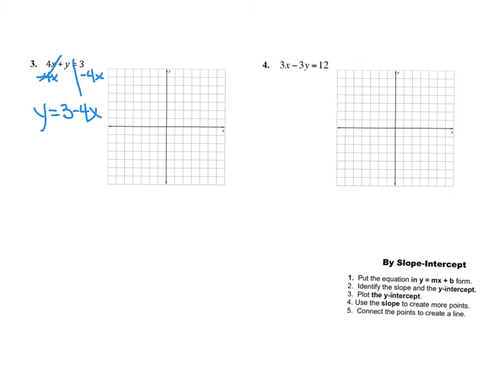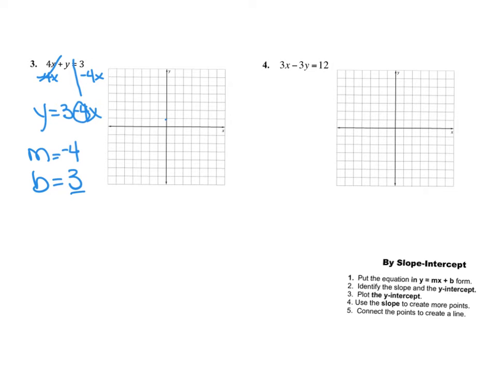All right, we need to identify the slope. We need to identify the y-intercept. So my slope, remember your slope is the number with the variable, and I have to have that minus there, so I have a -4. And my y-intercept is the number by itself, and that is the 3. So this one is going to start at the +3. Our y-intercept, the b, is 3.